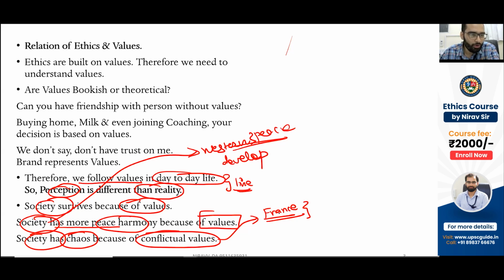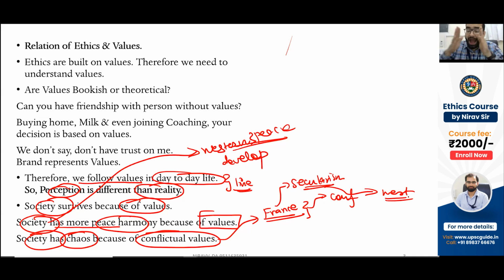Yes, Charlie Hebdo, yes or no? In France, what is happening? There are conflictual values. France says we follow secularism, and our secularism is a Western secularism. There is complete separation of religion and the state, and people have the freedom to do whatever they want, and in their freedom, even if they criticize the prophet, it is okay. It is freedom of expression. We have liberty. These are our Western values. Yes or no? But what are the Islamic values?